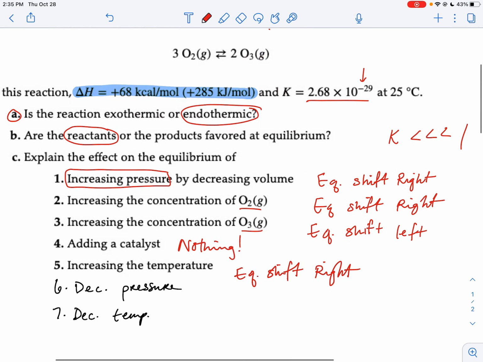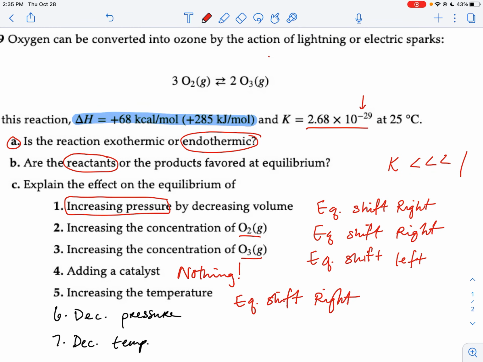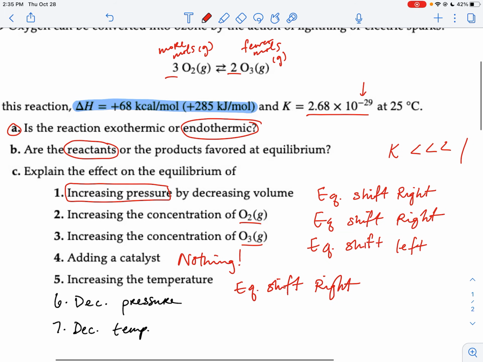Decreasing pressure. Well, if we decrease pressure, we said this side has more moles of gas because we got 3, and this side has fewer moles of gas because it only has 2. So if we decrease pressure, LeChatelier's principle says we're going to shift to the side of the equation with more moles of gas. So that means we're going to shift to the left, okay? So if we decrease pressure here in this equation, equilibrium will shift left, okay?